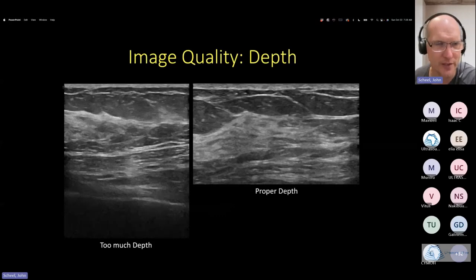If you look on the left side, the left picture, you can see that half the image is taken up by the lung and the chest wall. This is too much depth, so you have to reduce the depth. On the picture to the right, you can see that there is proper depth. Just the top of the chest wall is visualized, but most of what you see is the area of interest, which is the fibroglandular tissue in white in the center of the field.